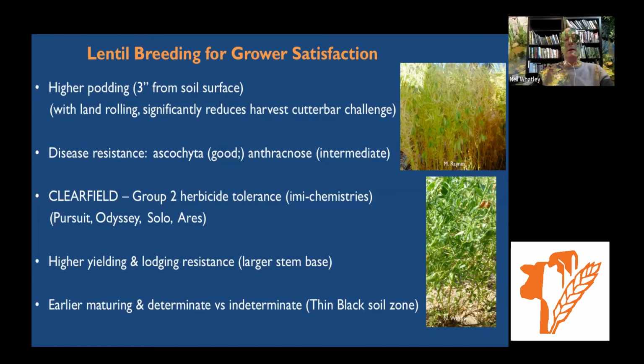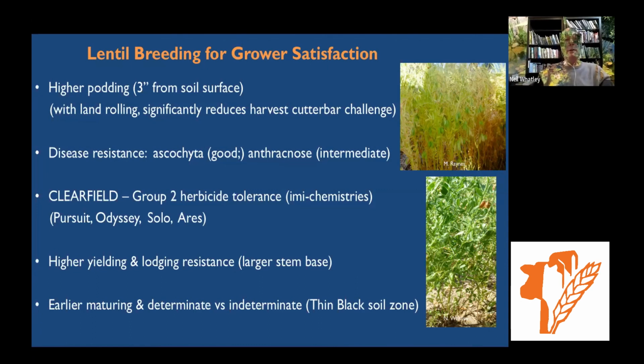So it's podding a lot higher. It's 3 inches from the soil surface. So with land rolling, you get significant reduction in harvest cutter bar challenges. The worst disease was Ascochyta, and now all the varieties are resistant to Ascochyta, and Anthracnose is still a bit of a problem. They're breeding for it, so we get intermediate resistance there, and it's a disease you still have to watch for. Clearfield has helped, making them group 2 herbicide resistant. So we can use Pursuit, Odyssey, Solo, Aires.